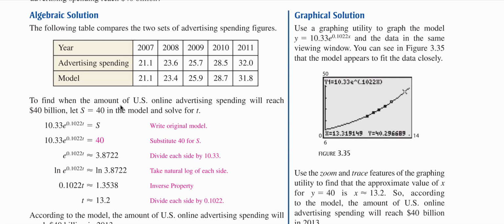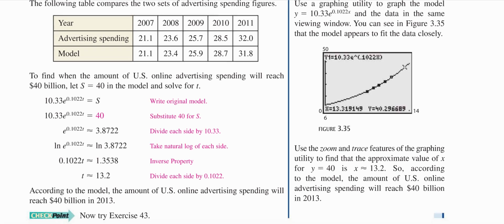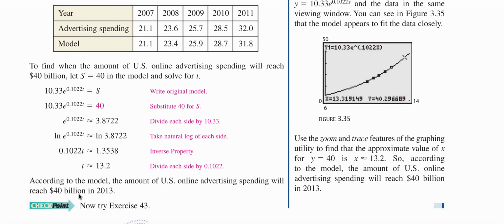So to find the amount of U.S. online advertising spending when it will reach $40 billion, we substitute. We let S, which represents the advertising spending, equal 40. And now we have an exponential equation. Divide both sides by 10.33 billion. Take the natural logarithm of both sides. Finally, divide both sides by 0.1022. And we end up with time, which is 13.2, which means that according to the model, we'll end up with $40 billion of spending in about 2013.